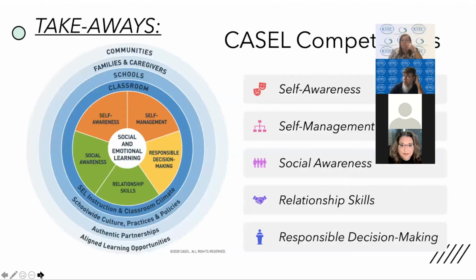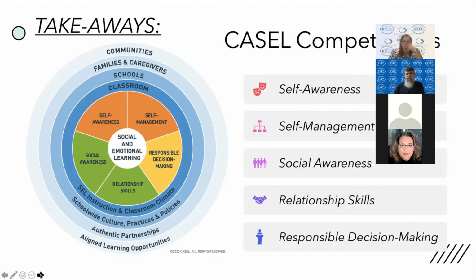So some quick takeaways as we wrap up. As far as our 5 competencies, SEL is the process of developing and using social and emotional skills. It's the skill set we use to cope with feelings, set goals, make decisions, and to get along with and feel empathy for others. As far as CASEL, it is the Collaborative for Academic, Social, and Emotional Learning.